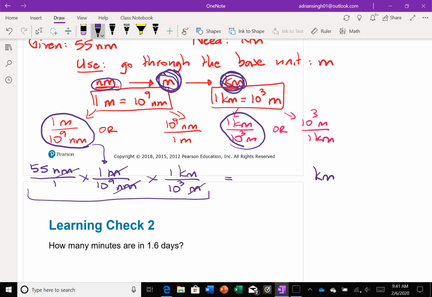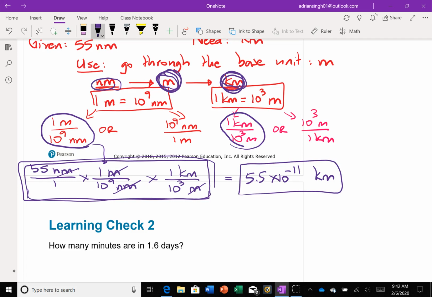All that's left to do is to evaluate this entire thing using our calculator, which may seem simple enough, but you need to be familiar with how you enter those numbers in your calculator. And what we end up with after we plug that into our calculator is 5.5 times 10 to the negative 11 kilometers, right? Expressed properly in scientific notation, and also to the right number of Sig Figs.